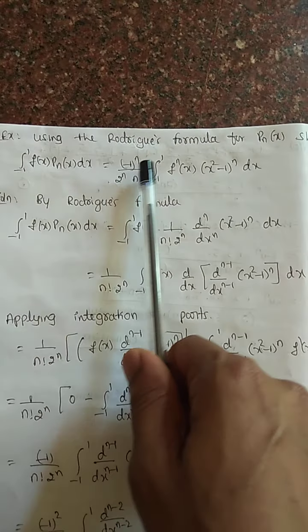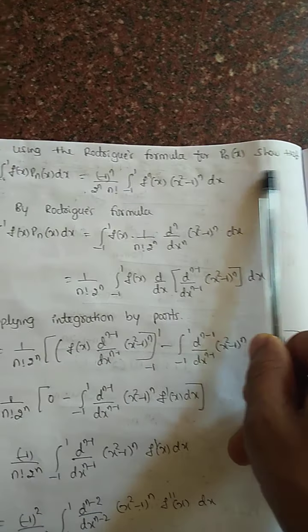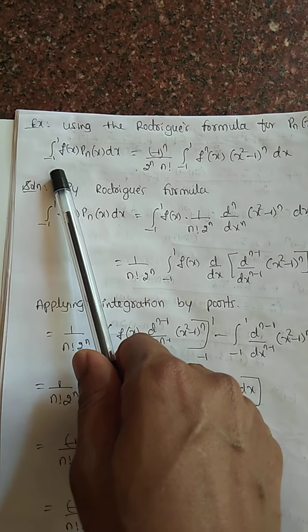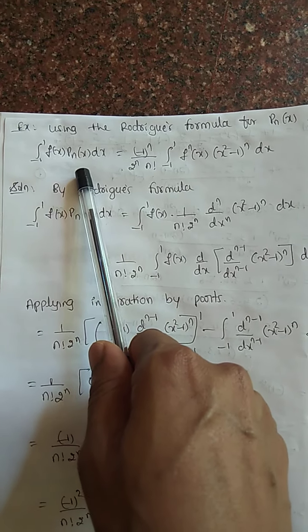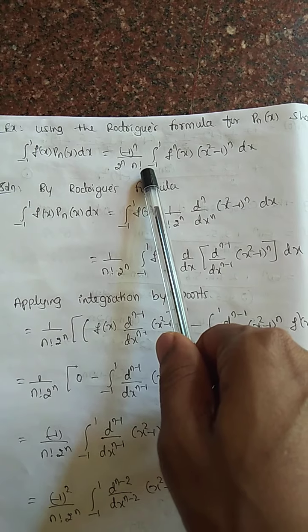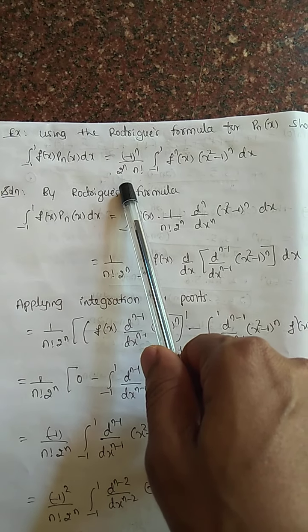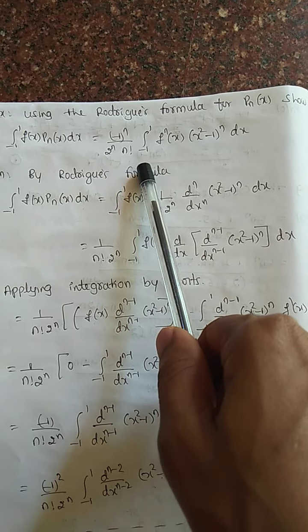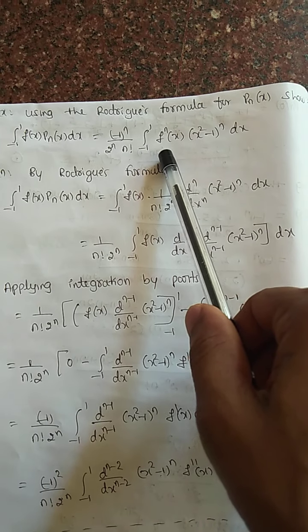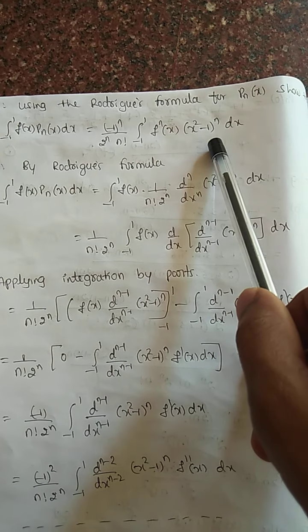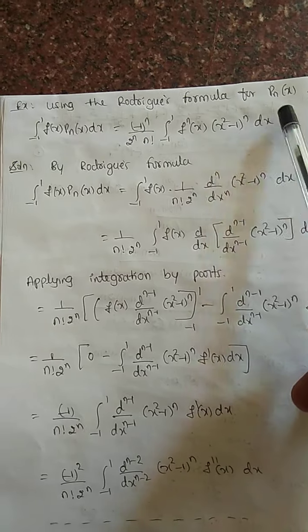Next, using the Rodrigues formula for Pn of x, show that integration from minus 1 to 1, f(x) Pn of x dx equals (minus 1) power n divided by 2 power n, n factorial, integration from minus 1 to 1, f^n of x, (x square minus 1) whole power n, dx.